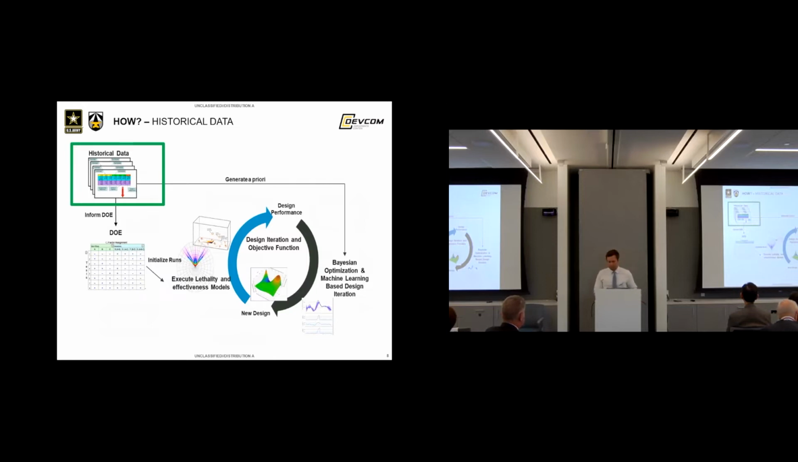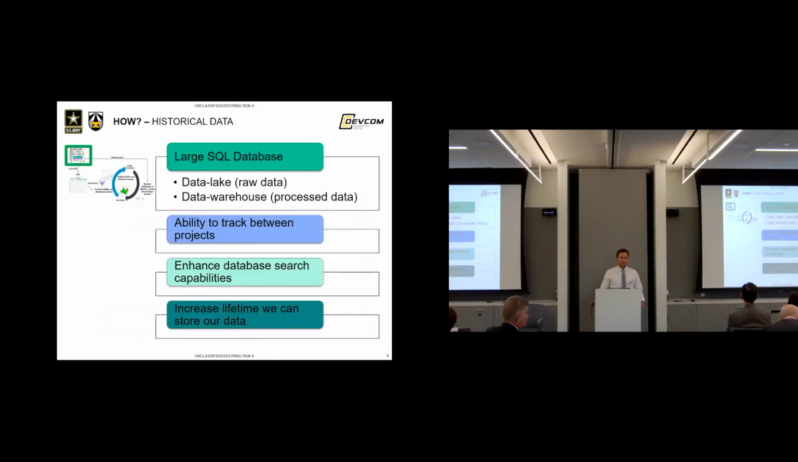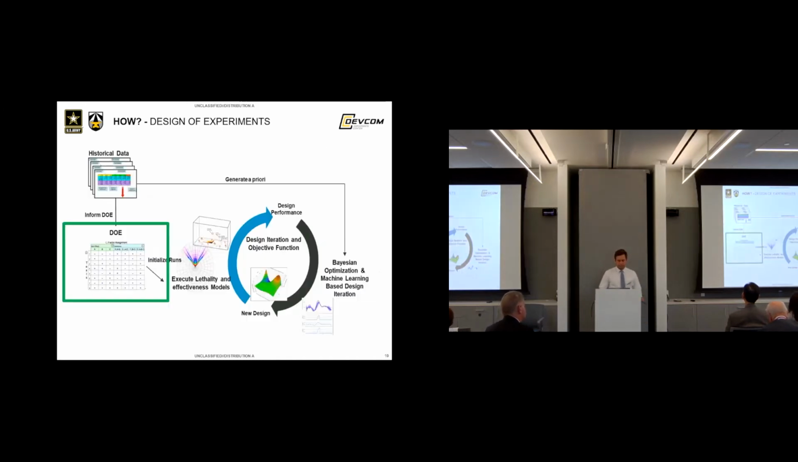So this is our historical database in the top left. Some ways that we can go about this are either a data lake, which is just raw unprocessed data, or a data warehouse, which is a data lake with a pipeline to have processed data that would have more meaningful data, maybe some metadata within that. And the ability to track projects will increase. We may also have some SQL or NoSQL database search queries that we can enable to draw some data that we can infer from.